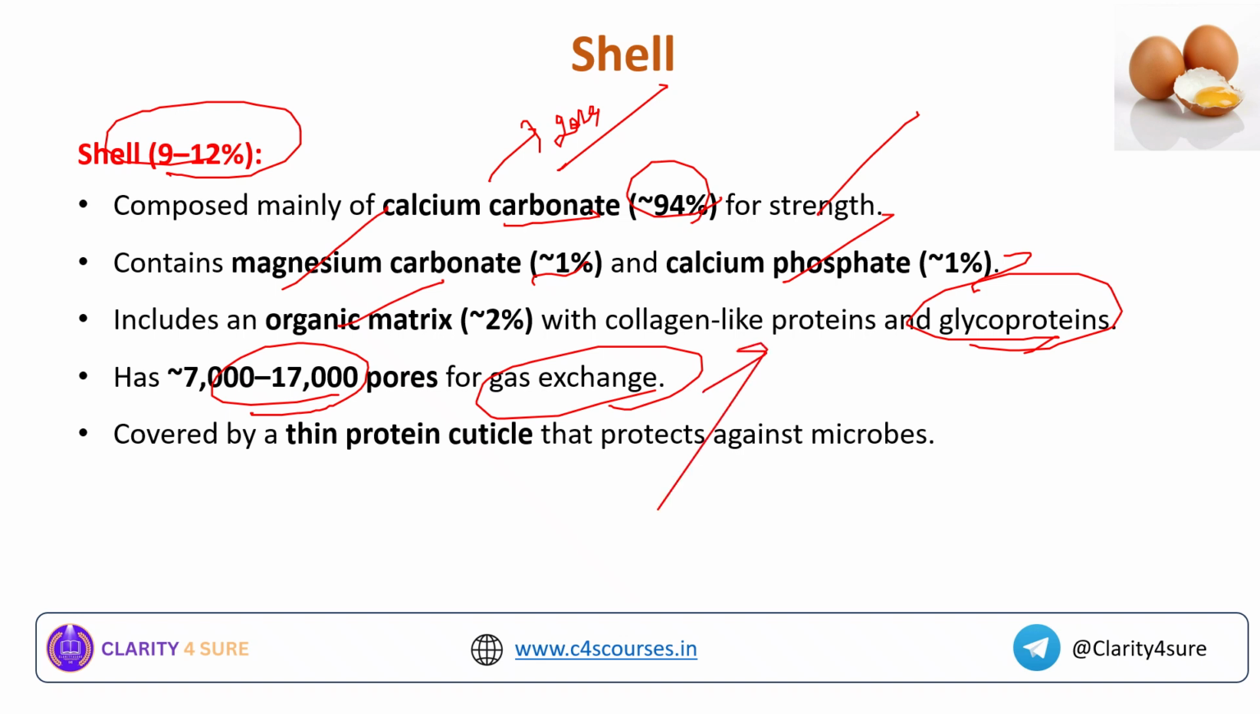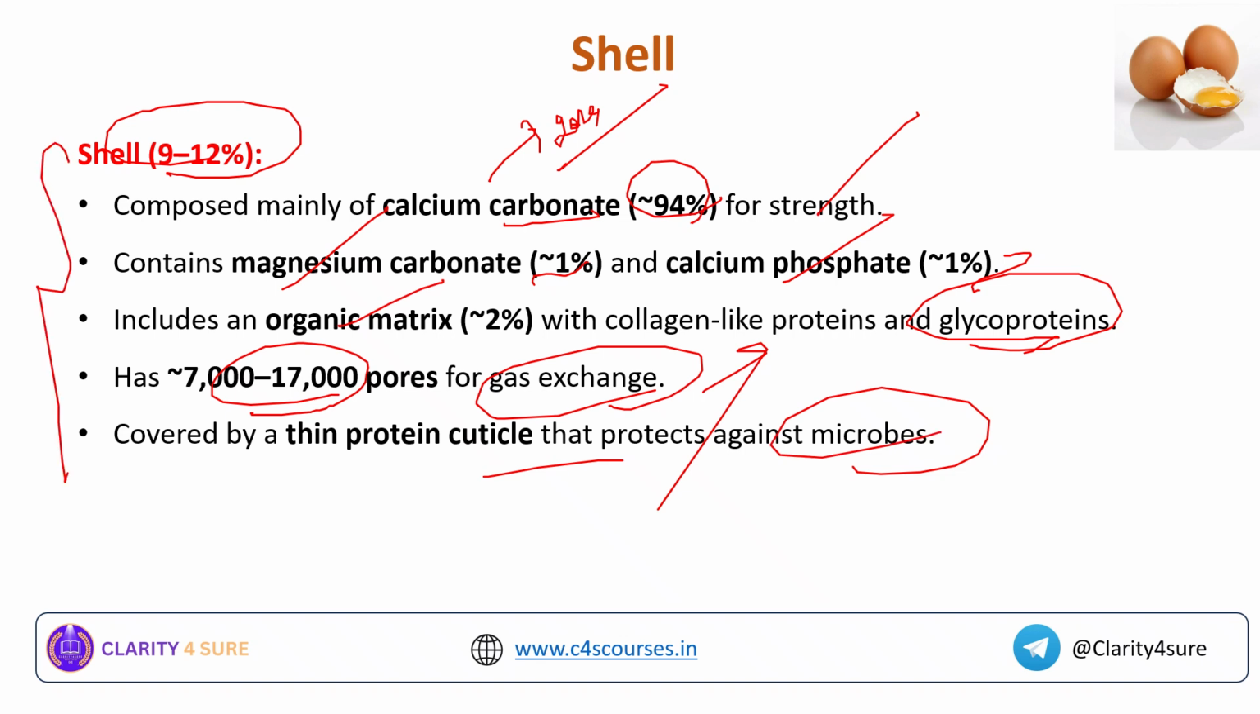This is a very important point. Why? Because we may think that the outer layer, that is the shell, is not porous. No, that is wrong. The eggshell is porous, which has 7,000 to 17,000 tiny pores for gas exchange to happen. It is covered by a thin protein cuticle that protects against microbes. So this is the composition of a shell.